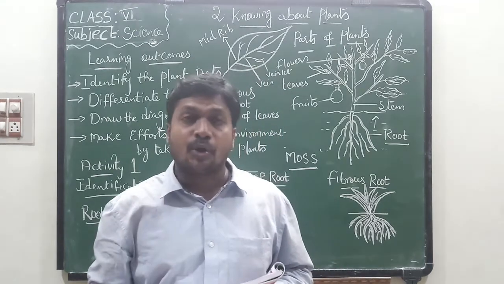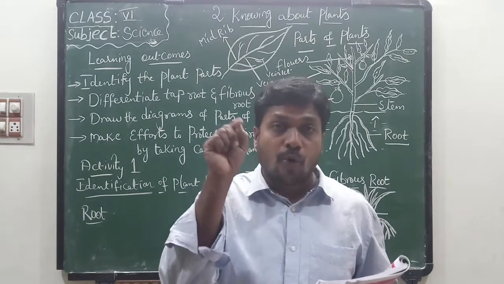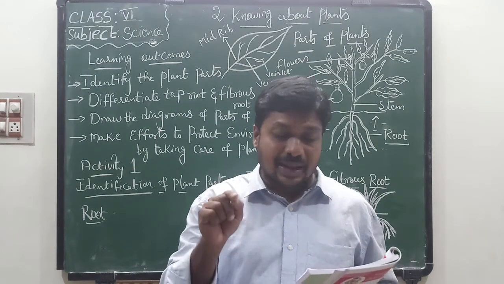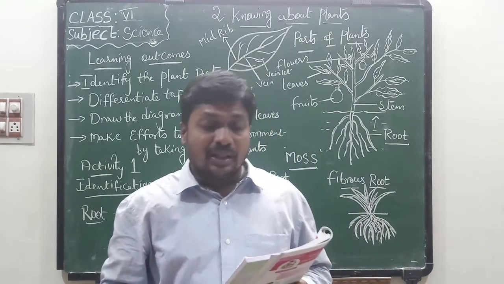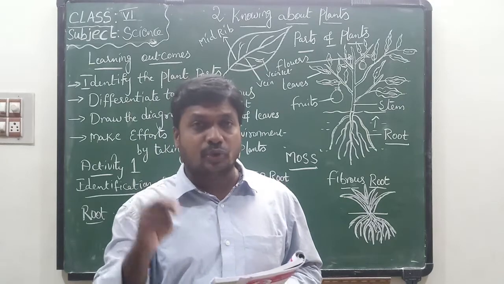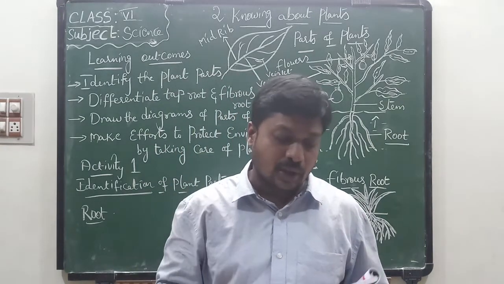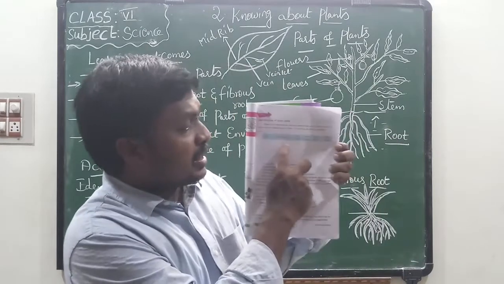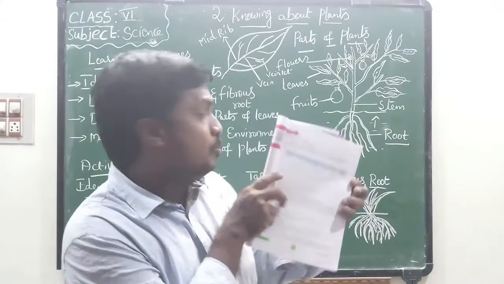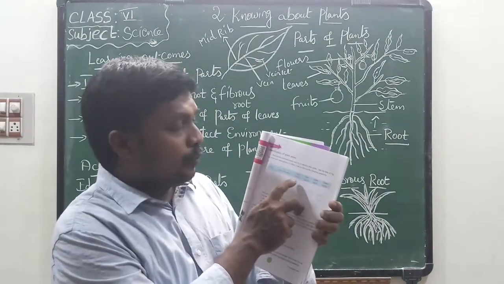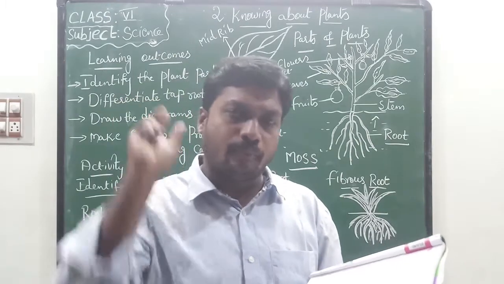Do you know, children? Moss plant does not have roots. Write there no. Stem. There also you have to write no. They do not have stems. Leaves. They do not have leaves also. Flowers. They do not have flowers also. So in the first serial number, you have to write moss plant, and for first, second, third, fourth, you have to write no, no, no, no.